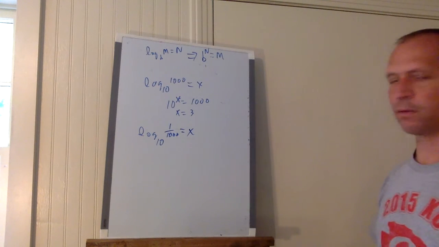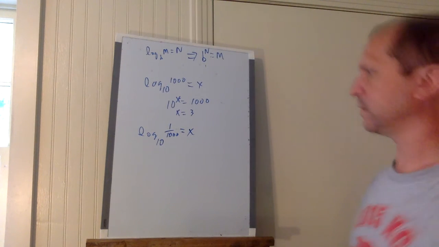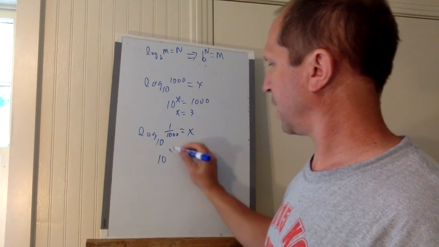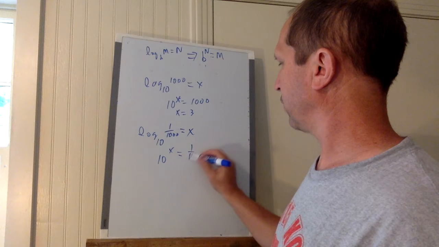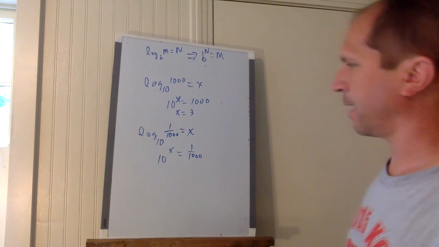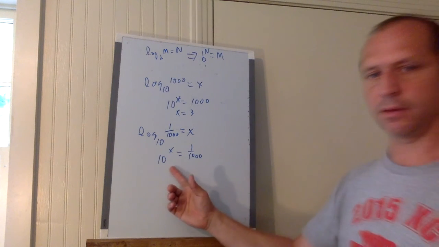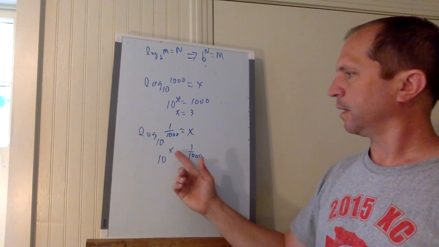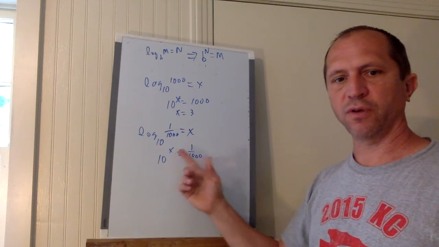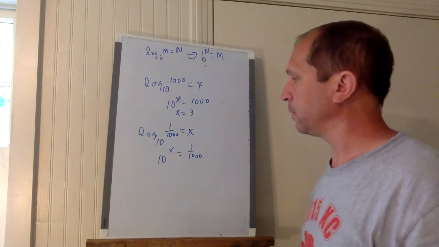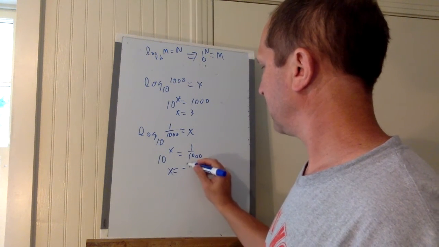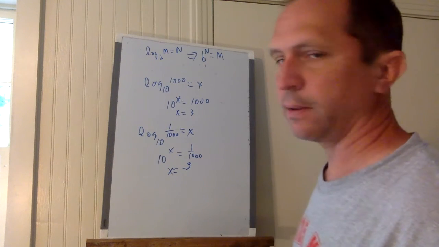Okay, well here we have a fractional number. This would be 10 to the x equals 1 over 1,000. Think about how we went from a number in the numerator to the denominator: we throw in a negative with that exponent. So x here actually equals negative 3.